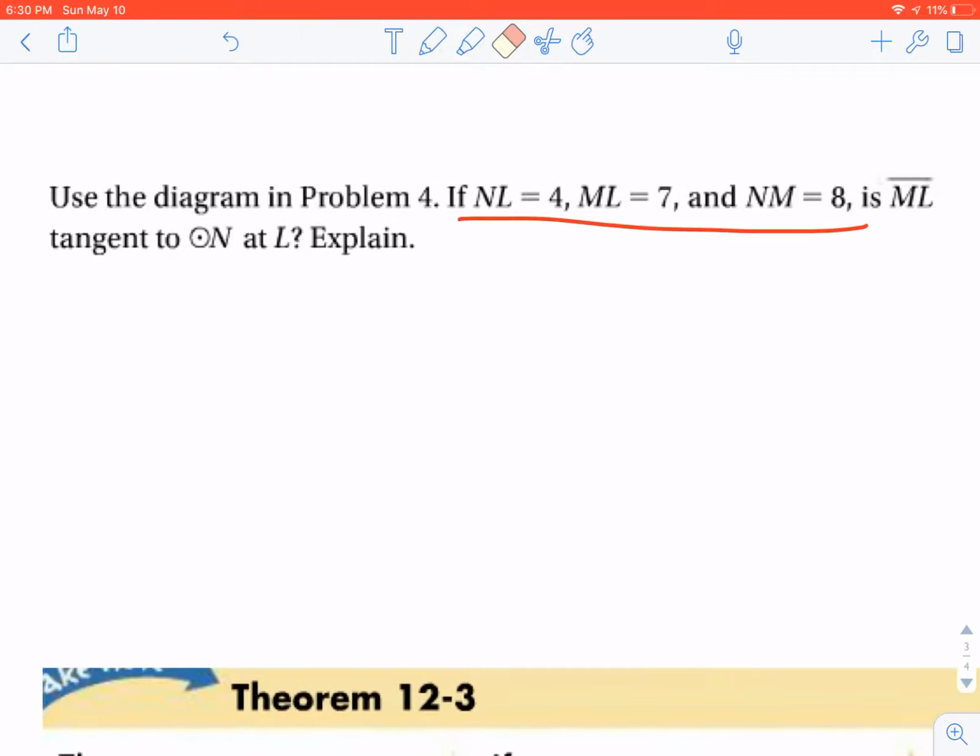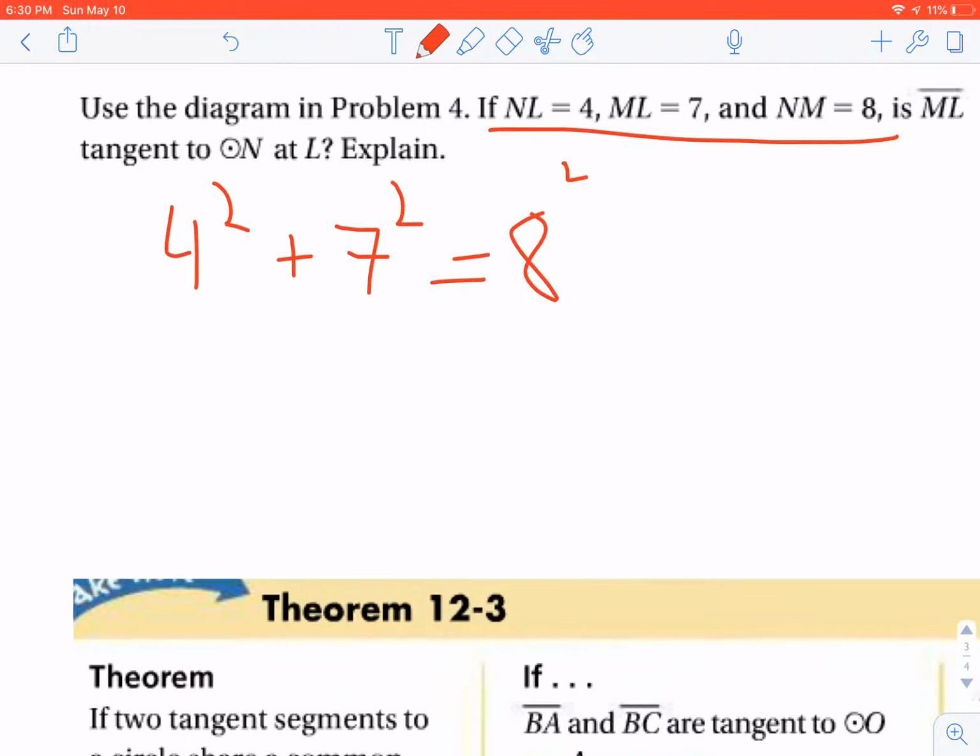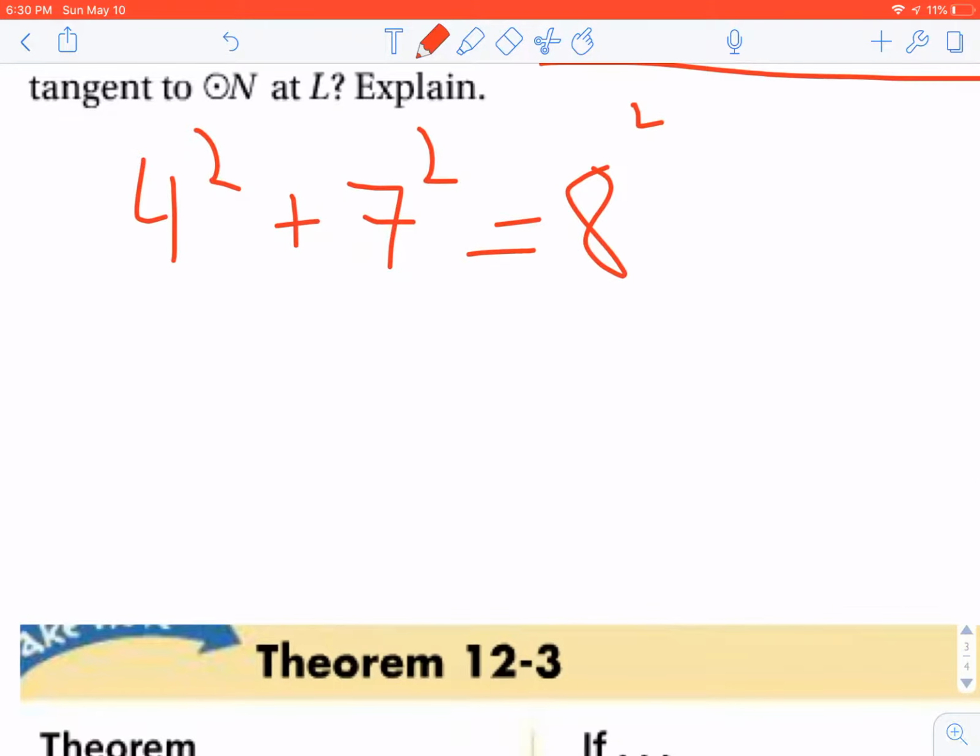Okay, so if that is your information, the 4 squared plus 7 squared needs to equal 8 squared. If you get a true statement, you have a right triangle, therefore you have a tangent line. If you get a false statement, then you do not have a tangent line. So 4 squared is 16, 7 squared is 49. That needs to equal 64 because 8 squared is 64.